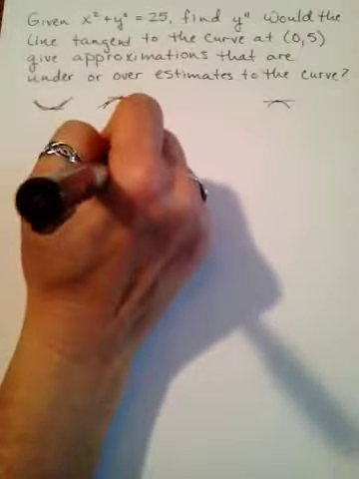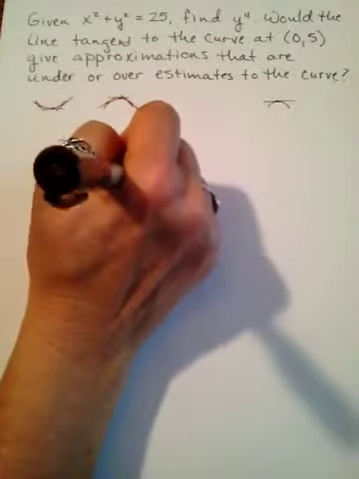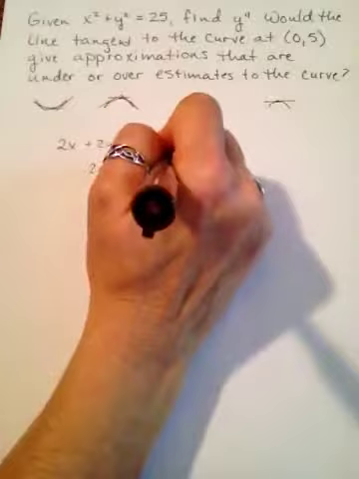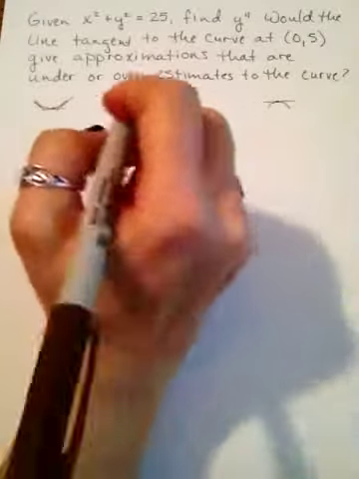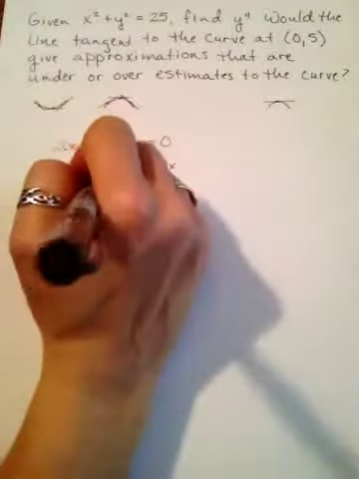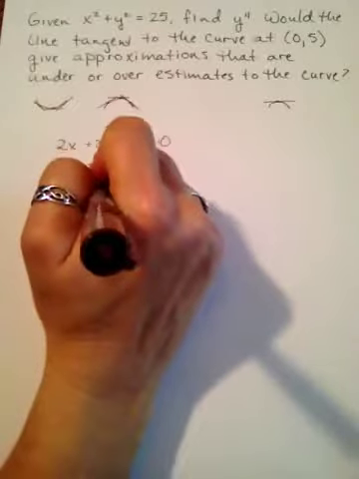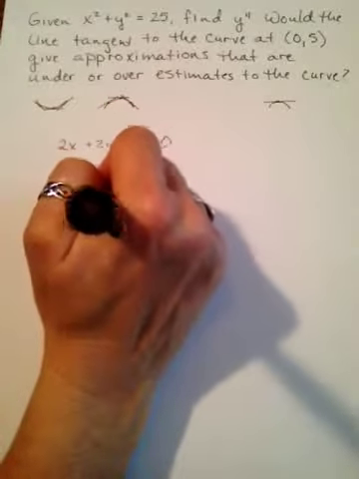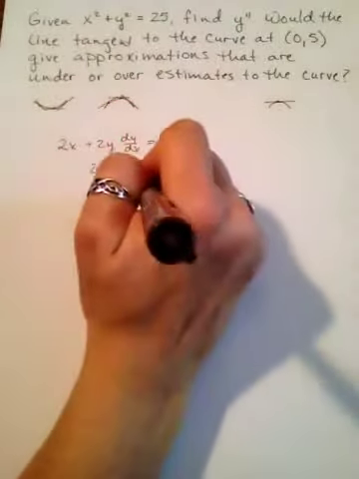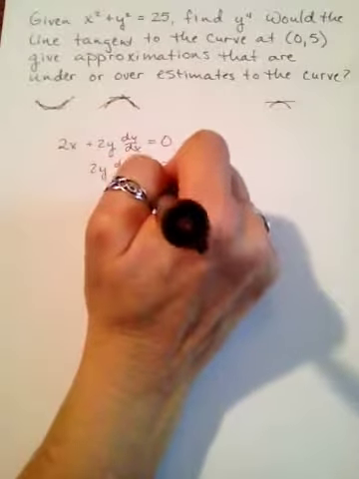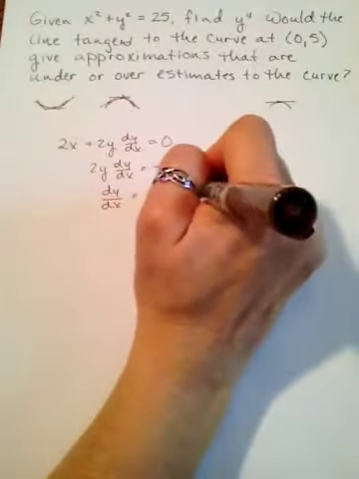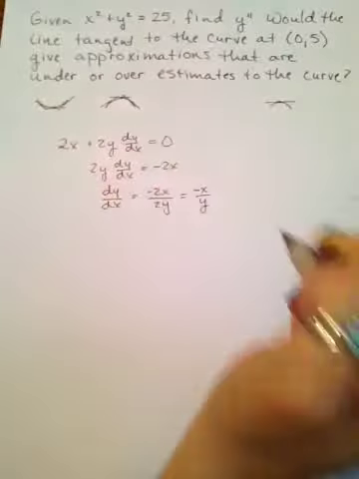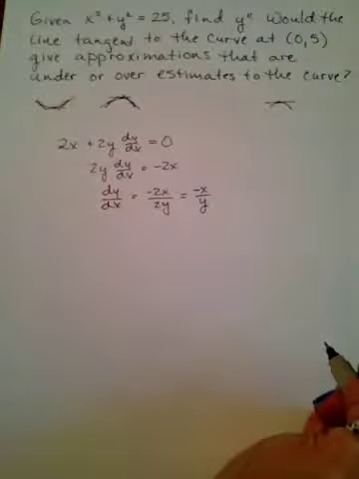So 2y dy/dx equals a negative 2x. And you can see I'm already starting to see a negative. That's kind of nice. It's comforting. And then I divide by 2y, so dy/dx equals negative 2x over 2y, which when I reduce it is negative x over y. Okay, that's our first derivative.